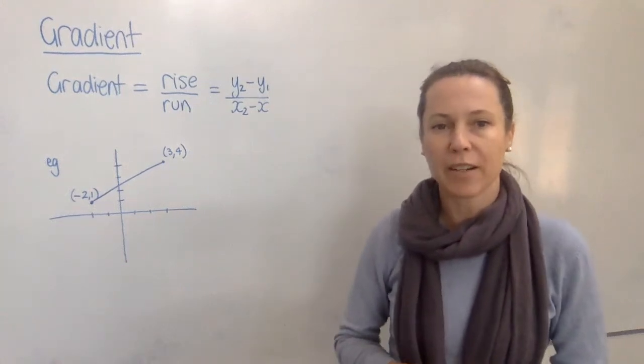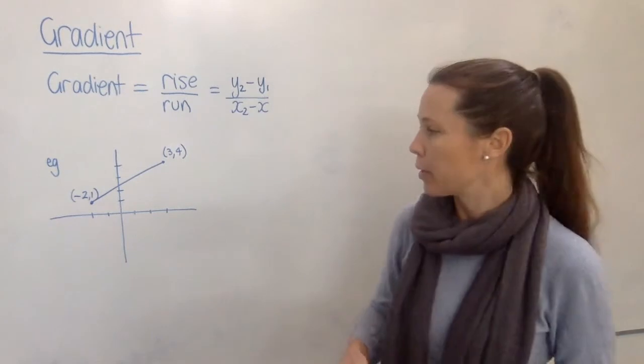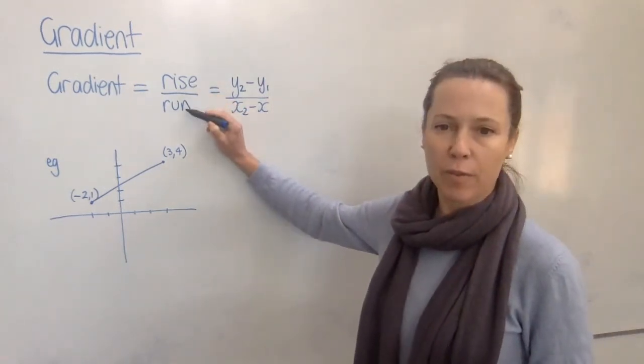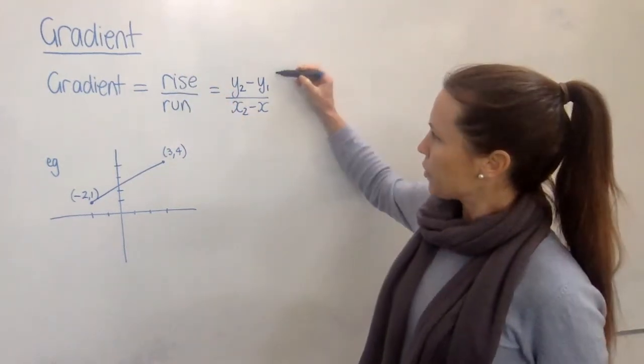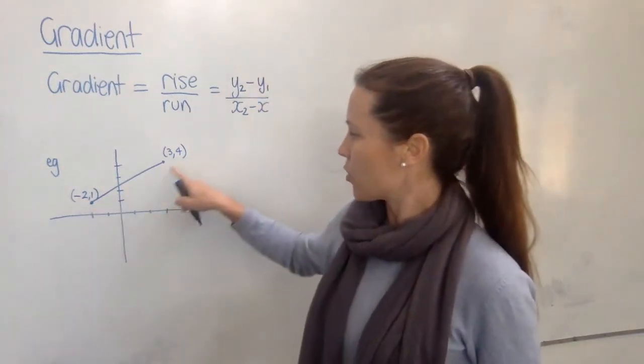When you're measuring the gradient of a line, you're really just looking at the steepness of the slope. So we calculate it by saying it's the rise over the run, and this is a ratio or a proportion. And we've got a formula here that can help us do it. If you've got 2 points, for example, here I've got 2 points.